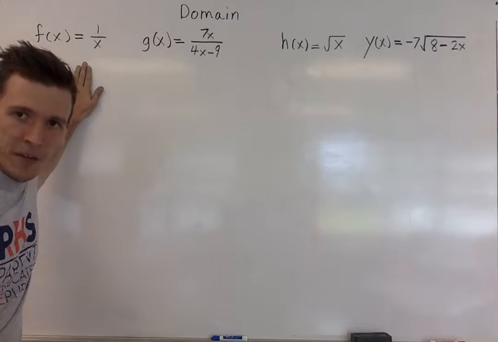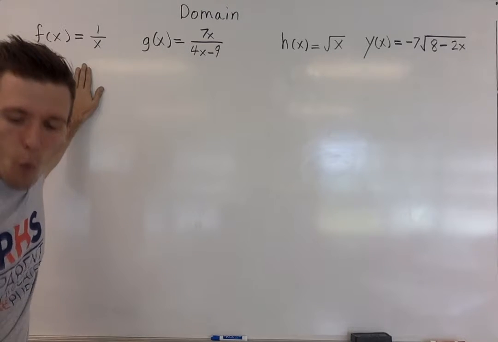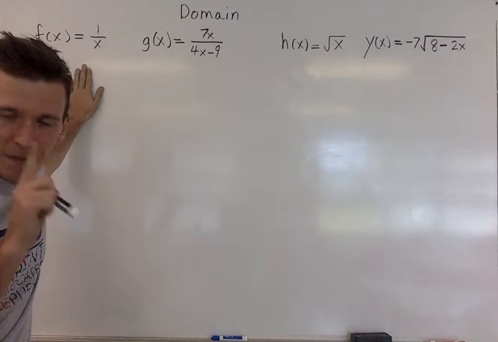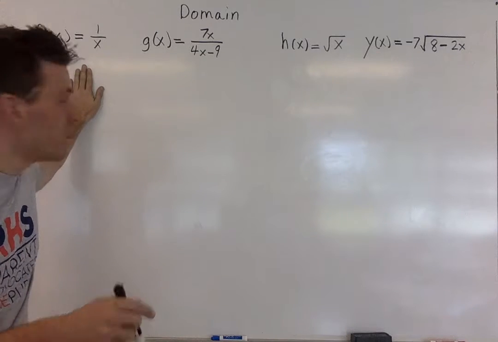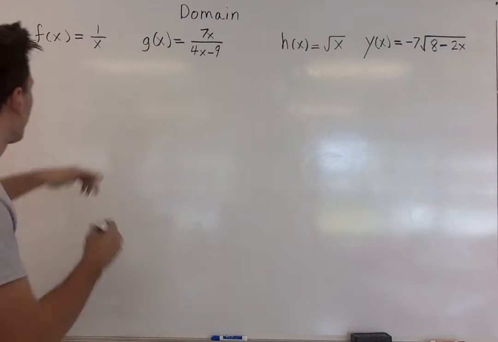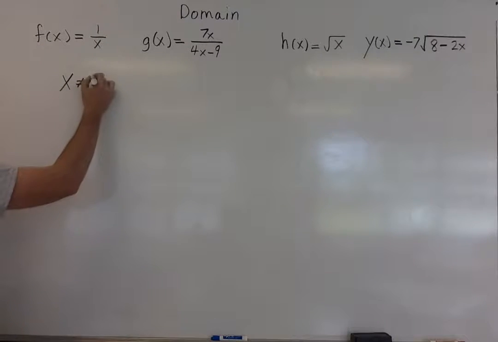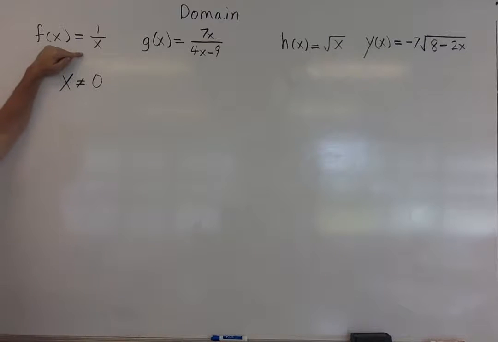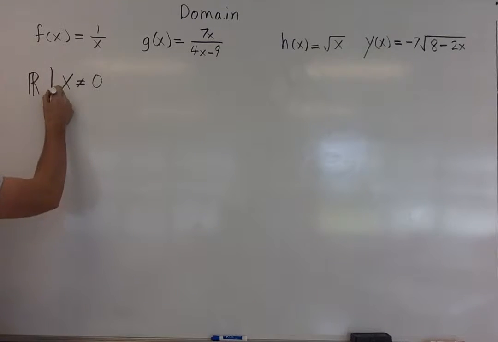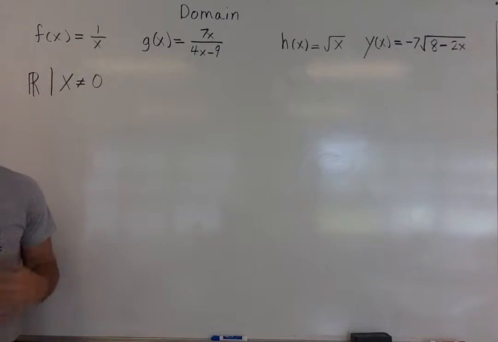We know that if there's a variable in the denominator, the one thing that that variable cannot be is 0. Which means that for the parent function, 1 over x, the domain is anything as long as x does not equal 0. Because if x equals 0, we're dividing by 0, which is undefined. So for this function, what we'll say is that the domain includes all real numbers, with a bar through it, where x does not equal 0. And that just means all real numbers as long as x is not 0.